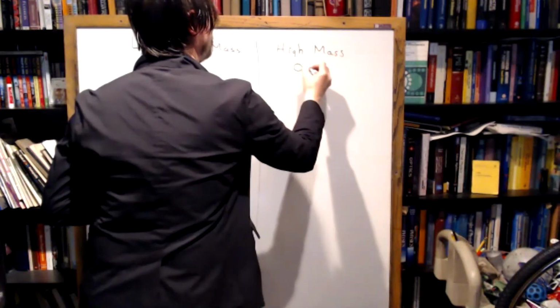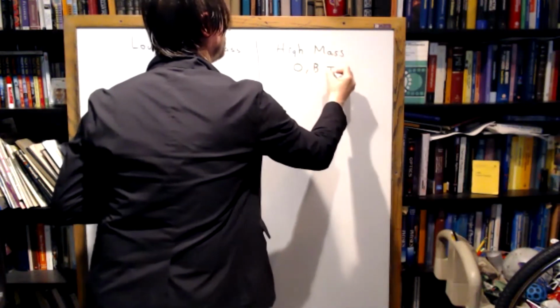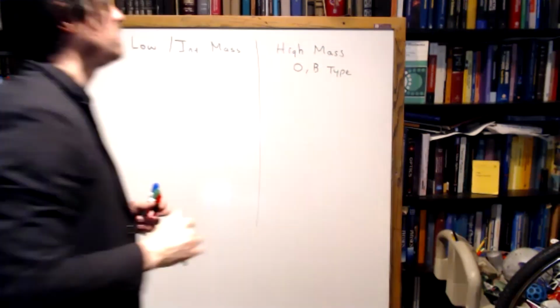As Hunter points out, O and spectral B type stars constitute stars above 8 solar masses, okay?